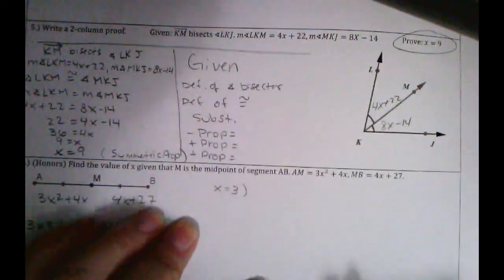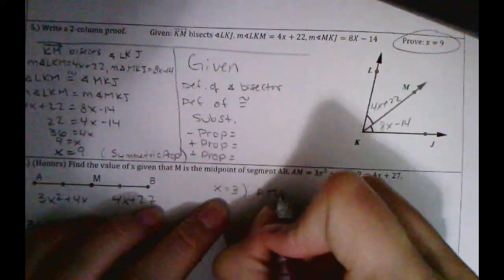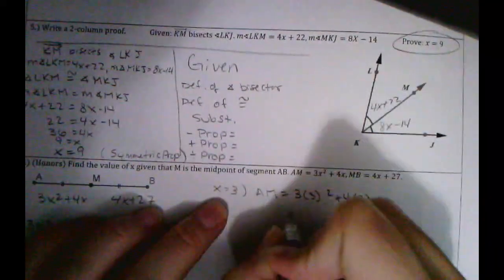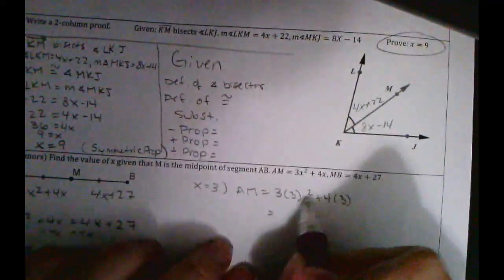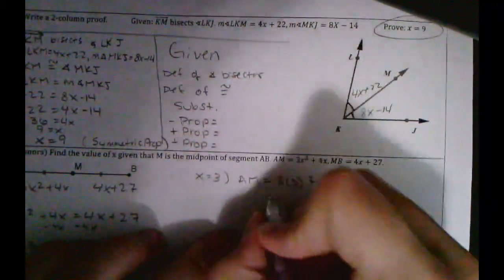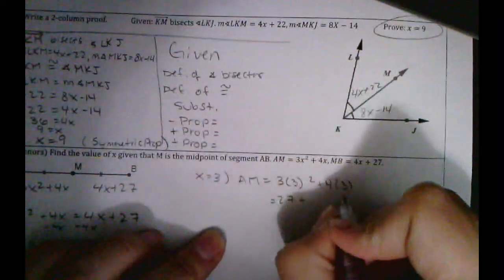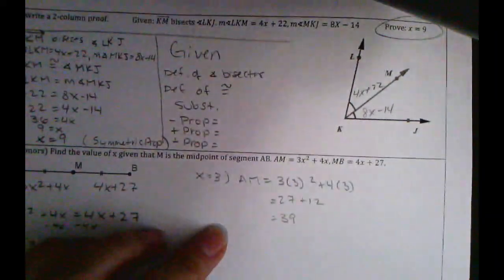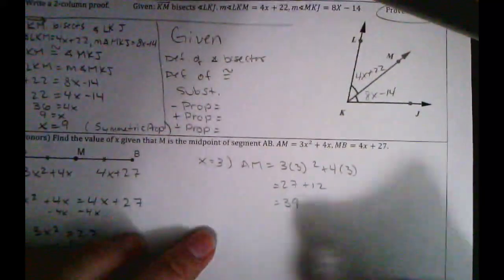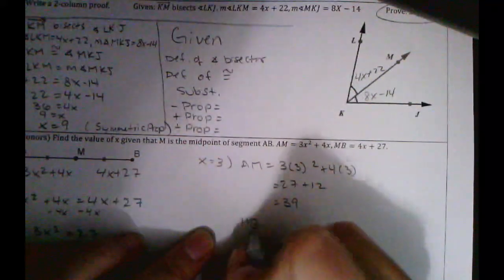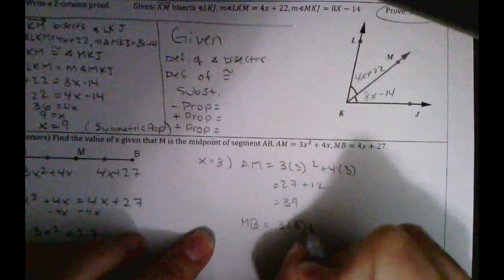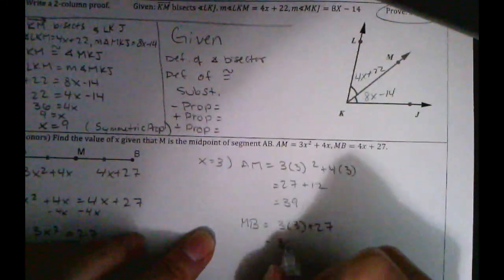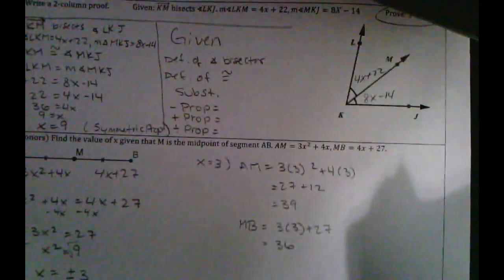So for x is 3, AM would be 9, 27, this would be 12, so that would be 39. So that's a logical answer, so that's fine. And MB, if we plug in 3, 9 plus 27 would be 36. Wait.